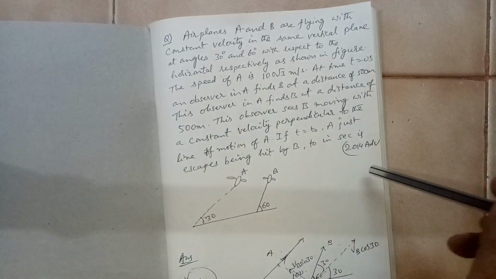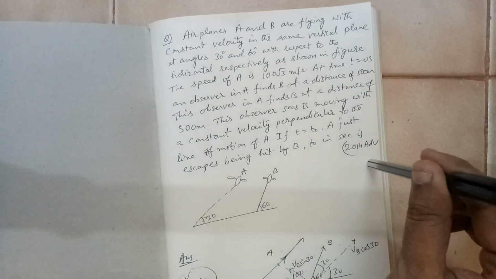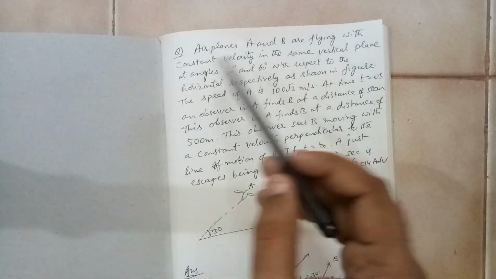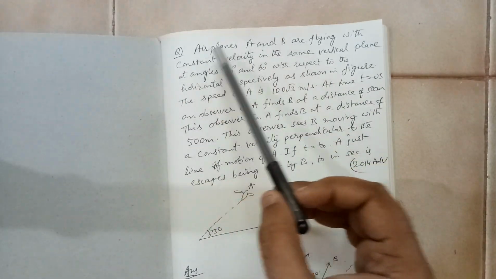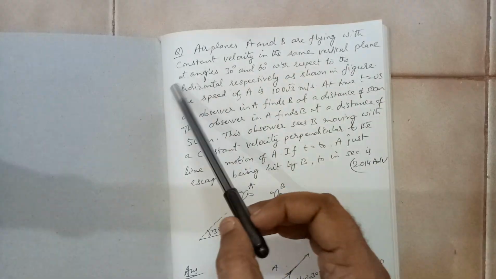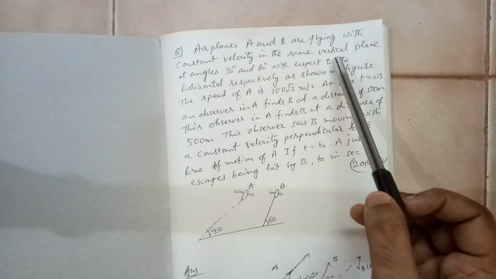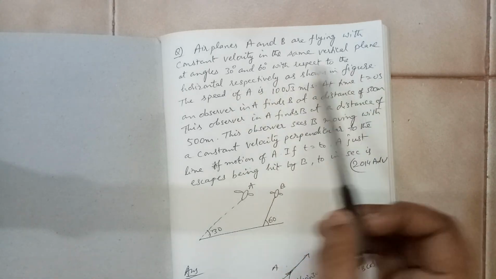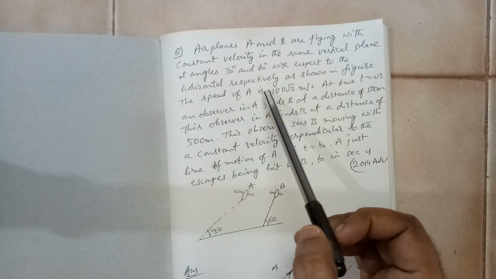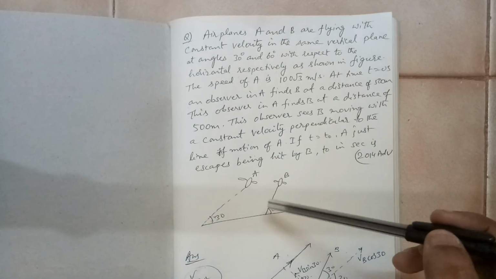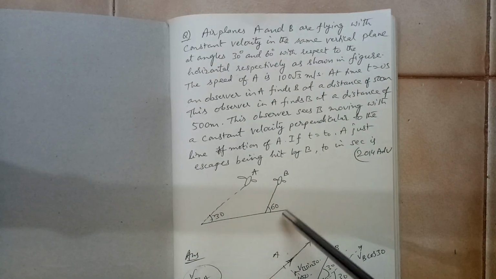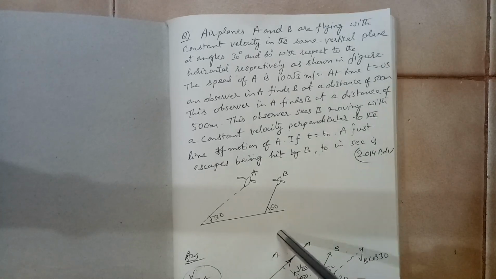This question came in JEE Advanced 2014. It is a question on relative motion. It says aeroplanes A and B are flying with constant velocity in the same vertical plane at angles 30 degrees and 60 degrees with respect to the horizontal respectively, as shown in the figure. There are two aeroplanes. One is flying at 30 degrees with the horizontal, another one at 60 degrees with the horizontal.